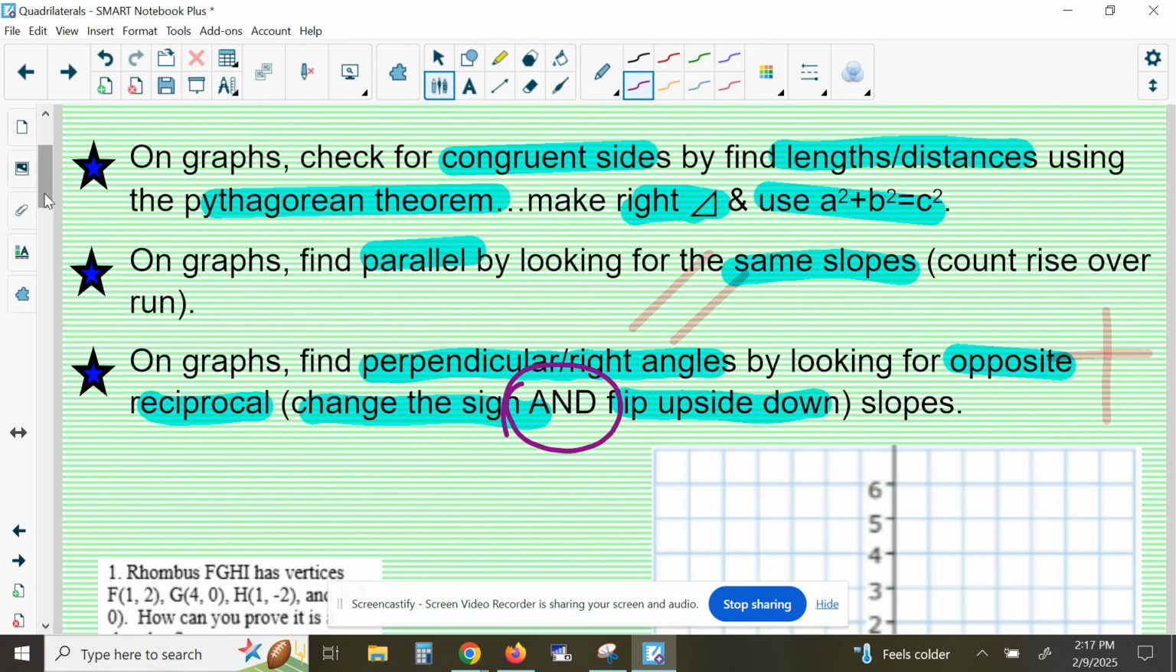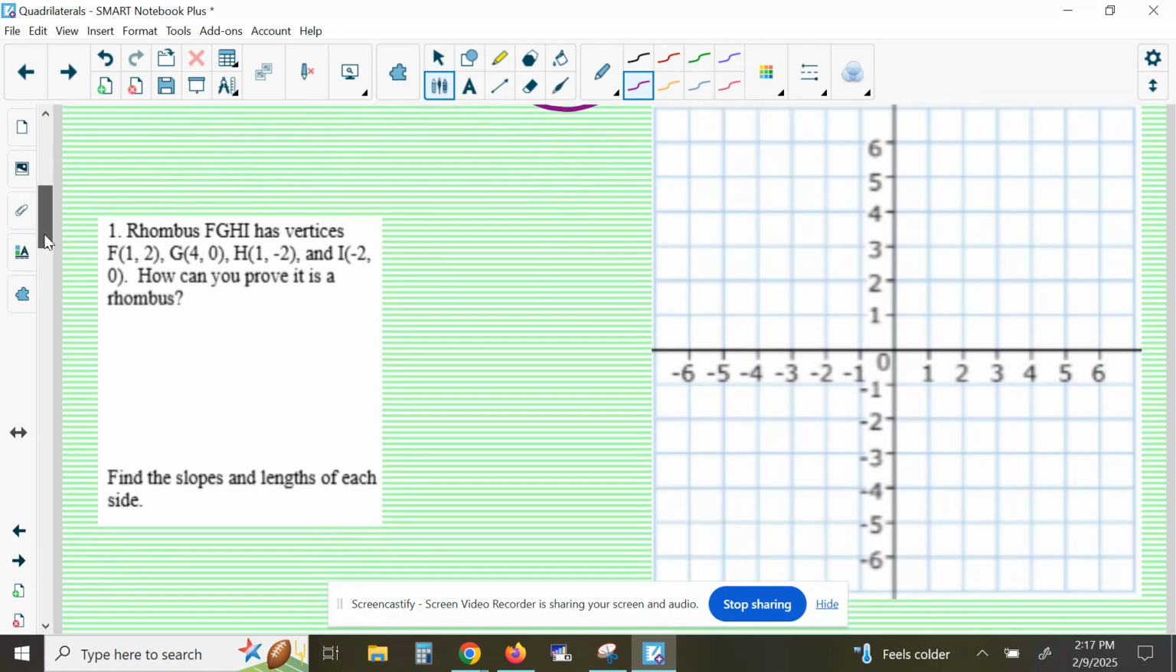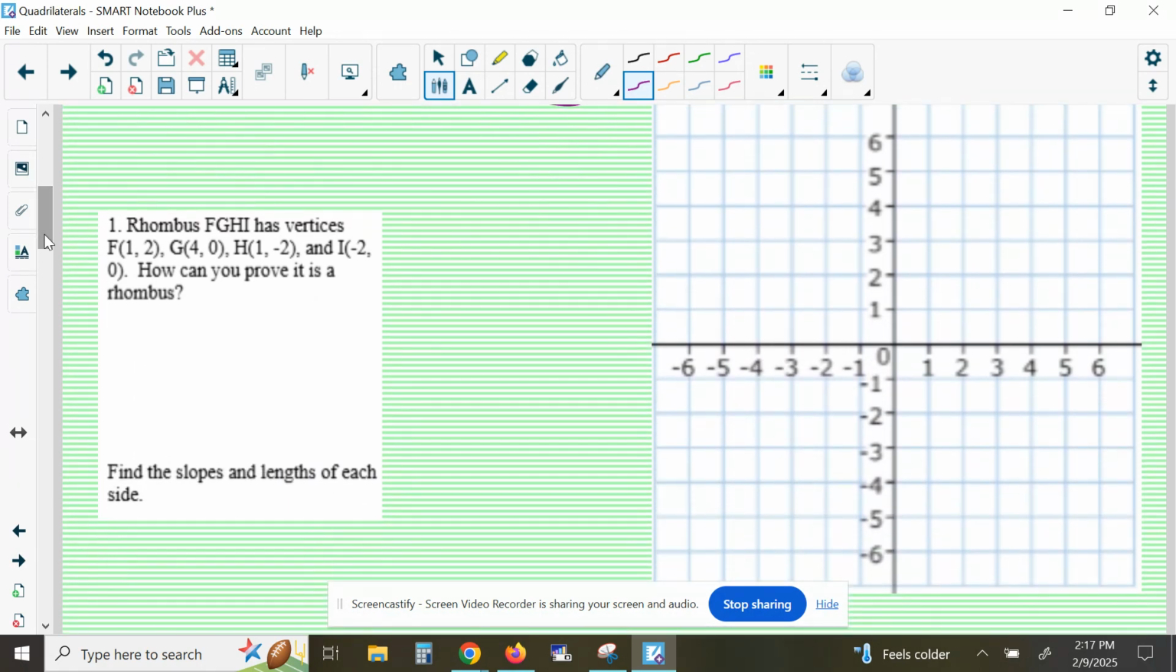Okay, so those are the 3 things that are most useful when you're trying to prove different shapes or get information about something on a graph. So we're going to go ahead and do number 1. Keep in mind all of that stuff at the top of your sheet. Number 1 says we have rhombus FGHI, with the vertices at F, G, H, and I given there. And how can we prove that it is a rhombus?